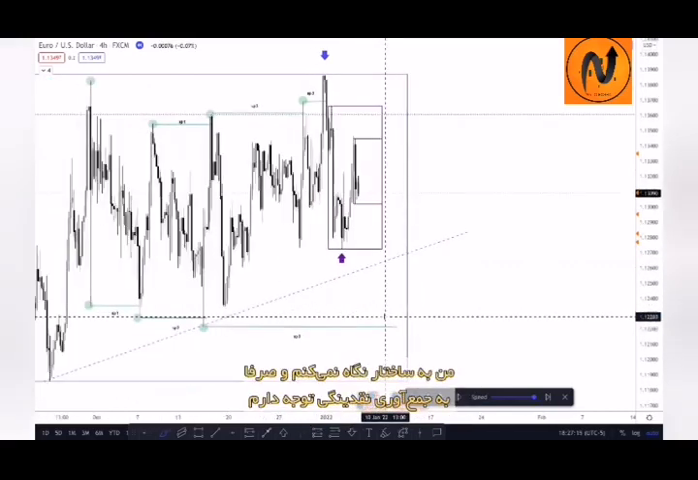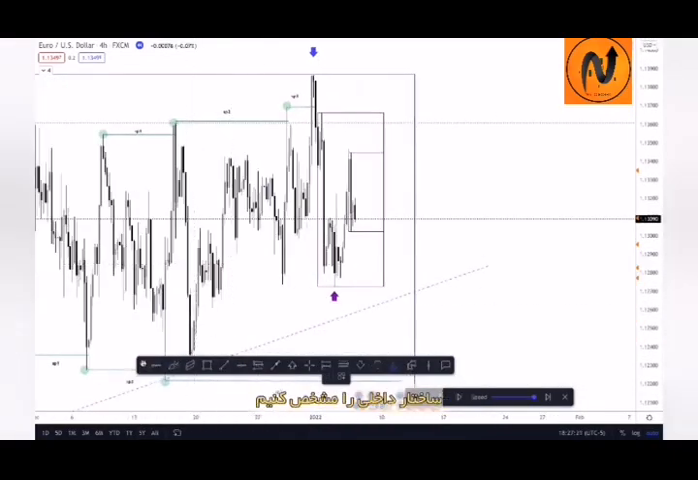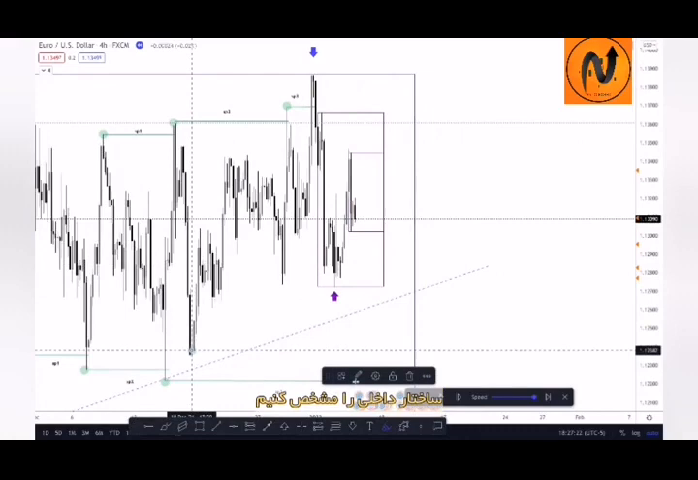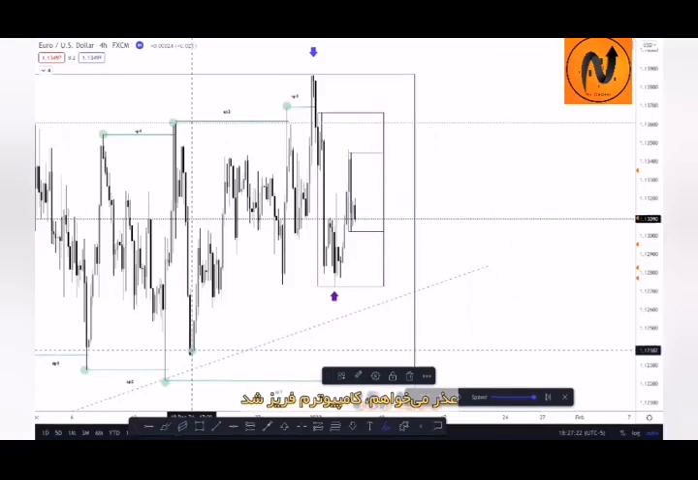I'm not looking at structure. I'm simply just looking at liquidity sweeps. Where was liquidity grabbed last? Let's mark up our internal structure. My computer is freezing a bit. I apologize.